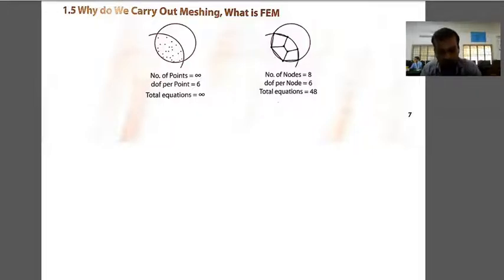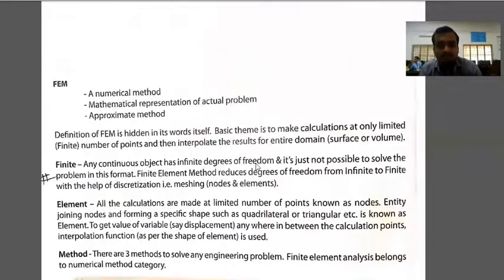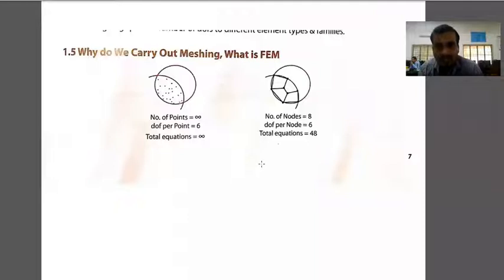Okay, so we will see it in detail also. So what is the basic theme? Finite element method is a mathematical technique or tool where we calculate our results at a limited number of points only, or at a finite number of points, and here points means nodes. We then convert these limited results over the entire domain by using our interpolation function or shape function.